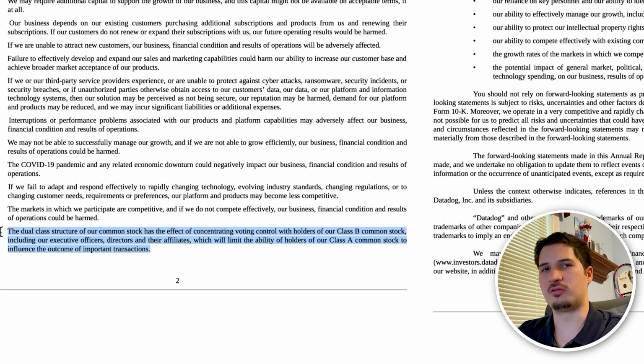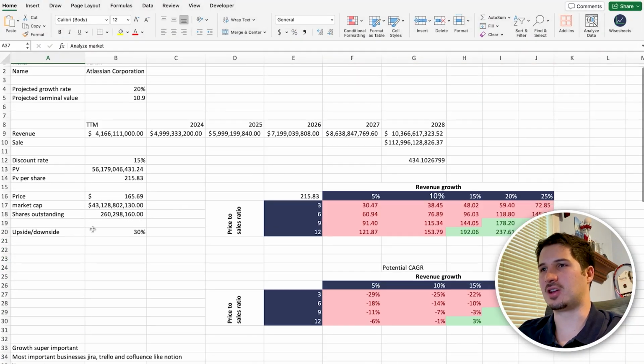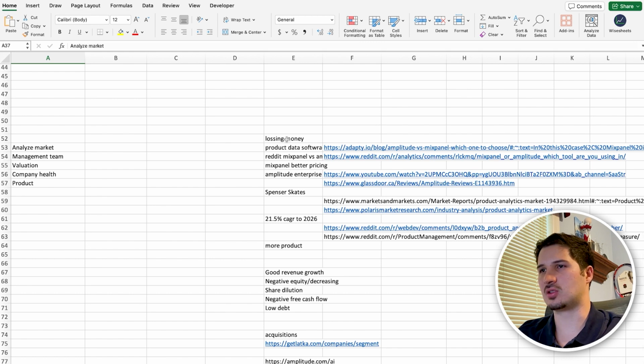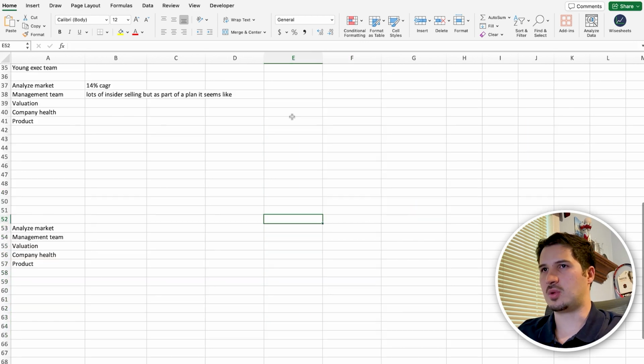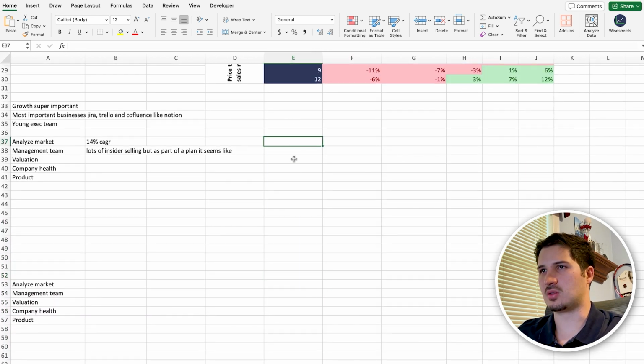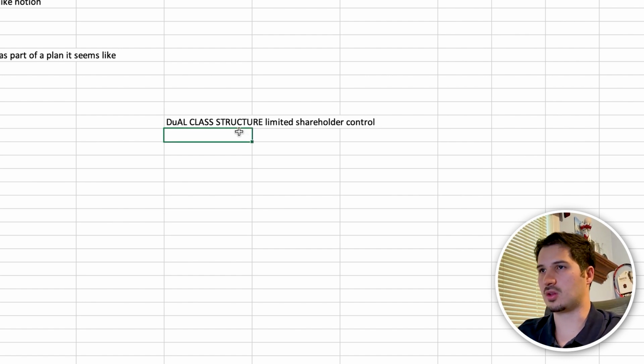This is something important to know. The dual class of the shares is very important because that means that you as a shareholder are not going to have a lot of influence and impact over the company. That's just something to keep in mind. So what I like to do is, as I'm doing my research, I go back and take different notes. For example, here are some notes that I took for Amplitude and Atlassian, and I have links. But here, I'm just going to be taking some notes right here. So first we have dual class structure, shareholder control. So something important.